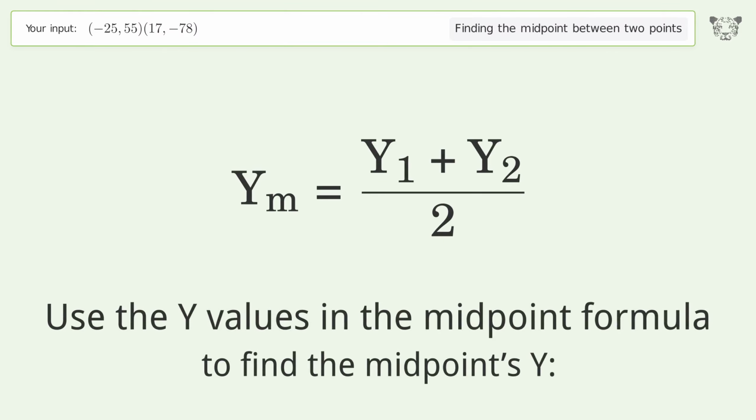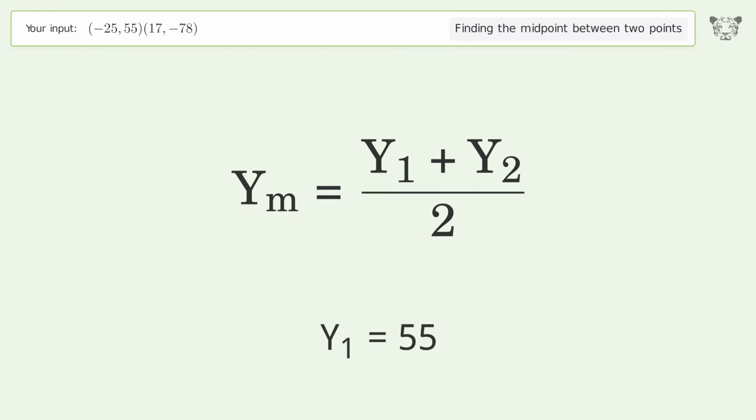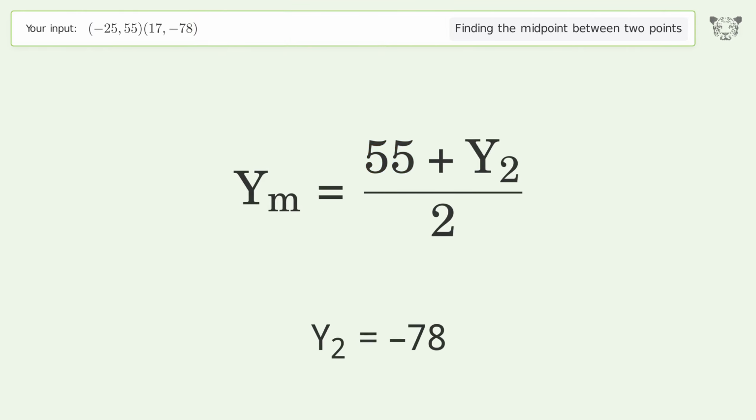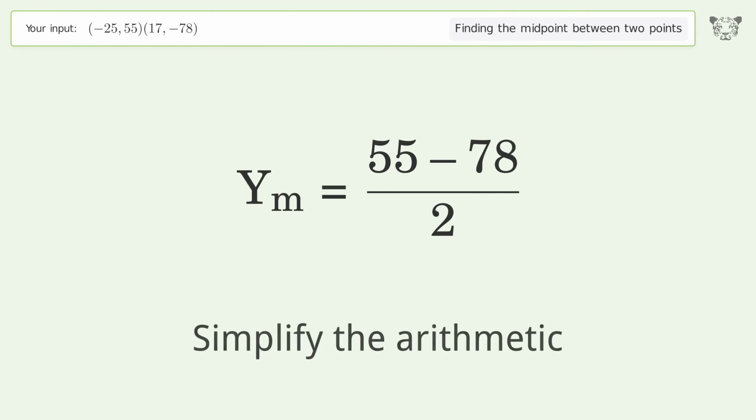Use the y values in the midpoint formula to find the midpoint's y. y1 equals 55, y2 equals -78. Simplify the arithmetic.